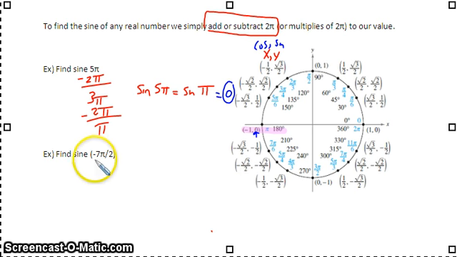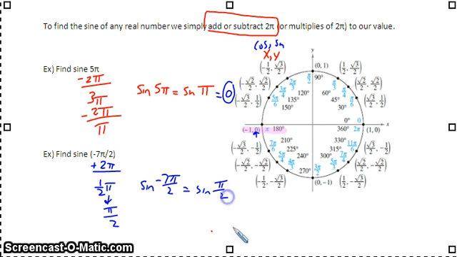So if I think about finding the sine of negative 7 pi over 2, again, that's not an angle that's on the unit circle, so since it's smaller, I'm going to choose to add 2 pi to this. So when I add 2 pi to this, I end up with a half. Negative 7 halves plus 2 is 1/2 pi, and the way we write that is really pi over 2. So what I can say really is that the sine of negative 7 pi over 2 should be exactly the same as the sine of pi over 2.